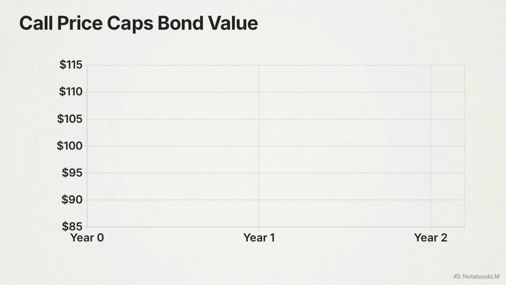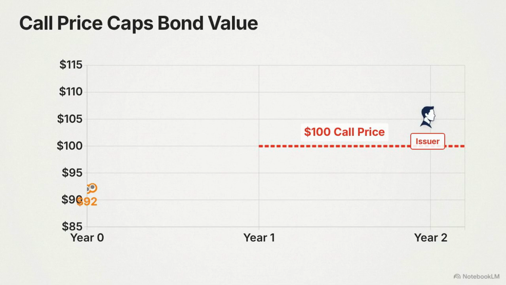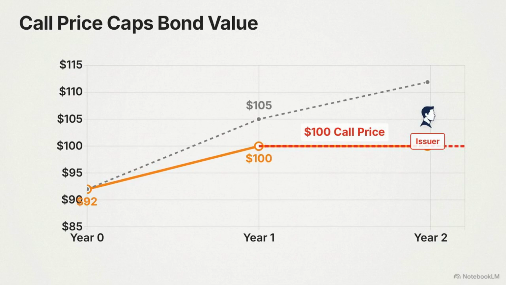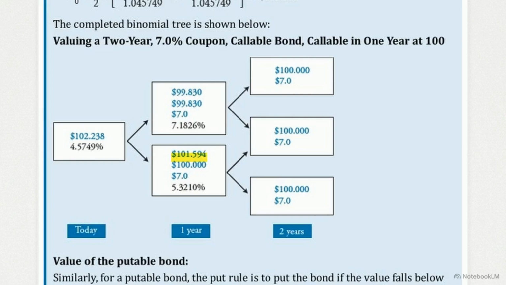If this bond is callable at $100 in year one, the issuer gains a ceiling. They will exercise their right to call a bond whenever the theoretical node value exceeds $100, effectively capping the investor's potential payout. At the lower node in year one, the theoretical straight value is $101.594. Under the call rule, the issuer overwrites this value, replacing it with the $100 call price.